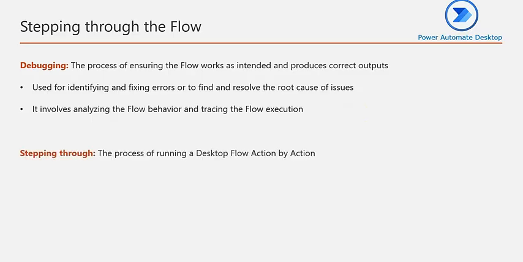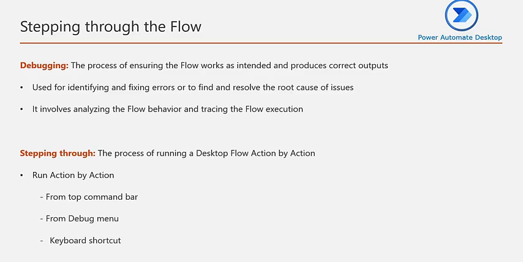And stepping through is a part of debugging. It will run the flow one action at a time. So running action by action is a part of stepping through, and that is done through multiple ways from the editor, which I have already spoken about a short while ago. But as we can see, it can be available from the top command bar, from the debug menu, and by doing a keyboard shortcut. I'll explain all that on the tool. So let's check it out in action.